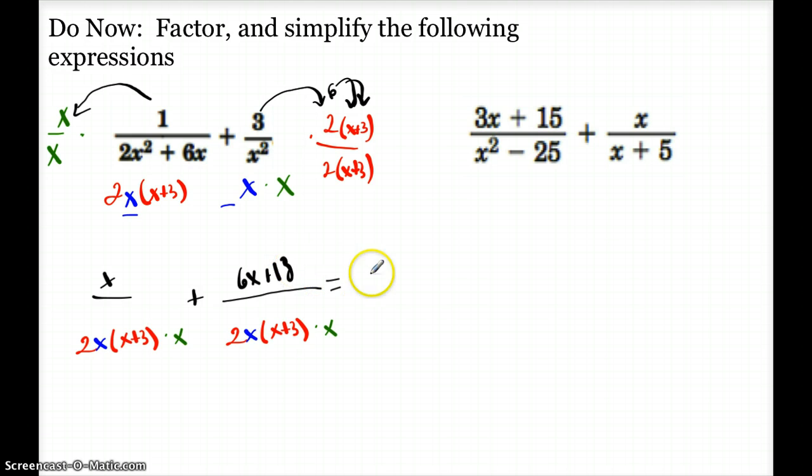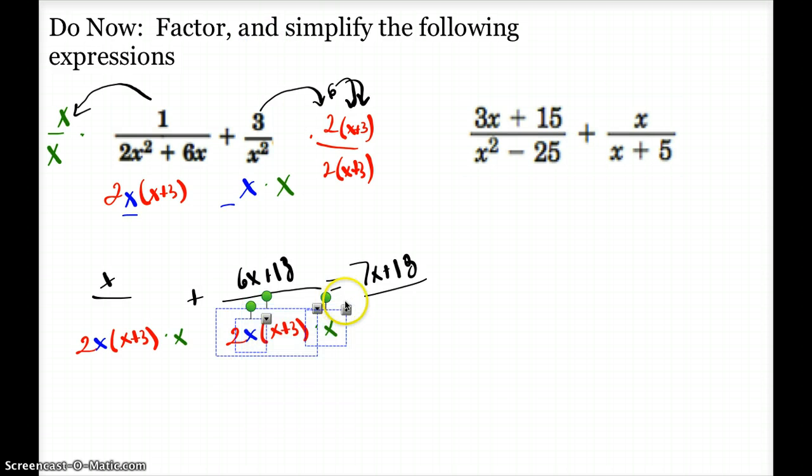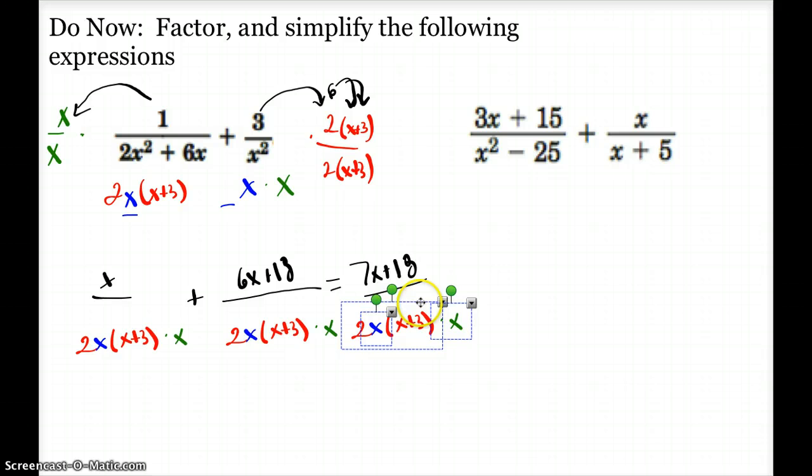I'll add my like terms together, and I'll have 6x plus x is 7x plus 18 as my numerator. My denominators stay exactly as they are, and there's our final answer. Okay, I could multiply them all together, but I don't want to.